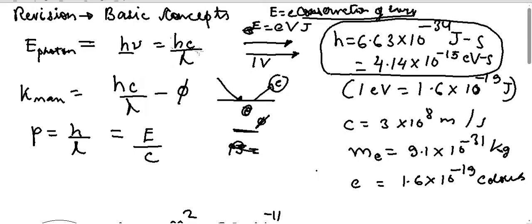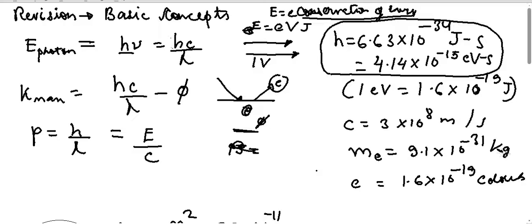And c is the velocity of light. C is the velocity of light in this formula, and it is equal to 3 into 10 to the power 8 meter per second. And we know from the theory of relativity that whatever be the frame of reference, the speed of light is always constant. Another important constant in modern physics is the mass of an electron, which is equal to 9.1 into 10 to the power minus 31 kg.